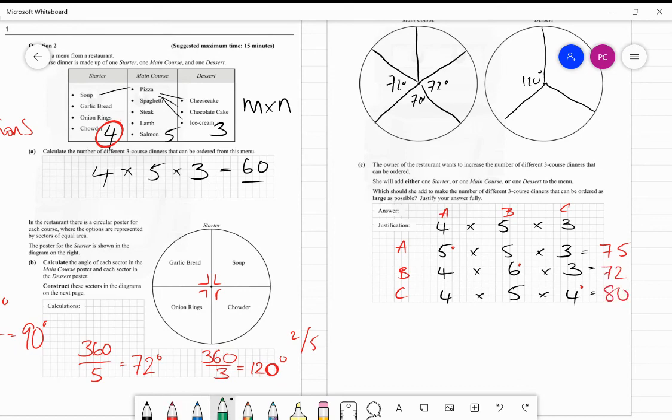So clearly you can see that the biggest amount of 3-course meals that's possible is if I increase the number of desserts. So my answer is desserts. I wouldn't write C as the answer. I wouldn't write 80 as the answer. My answer is desserts. And the reason being that when you add 1 onto the desserts, it gives you the biggest number.